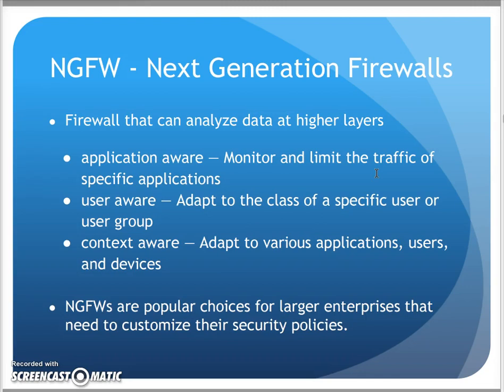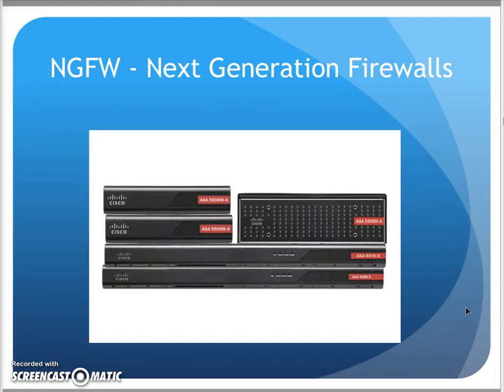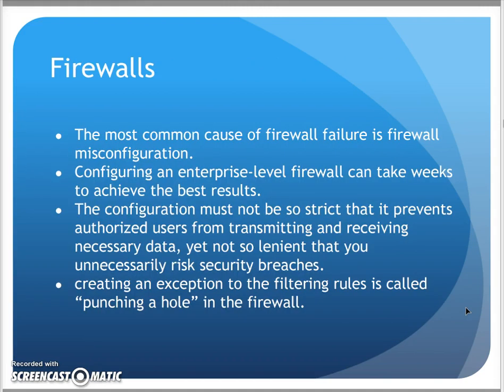Again, these firewalls can analyze data at higher layers, application layer, user aware, adapting to different types of users. What are you? Adapting to different types of applications. You know, hey, this IP traffic is for phones. We're going to let that through a little bit better. This we're going to examine a little bit deeper, etc. So you have some next generation firewalls too that are starting to be a lot more aware and functional. And here we have some ASAs that are next generation firewalls.